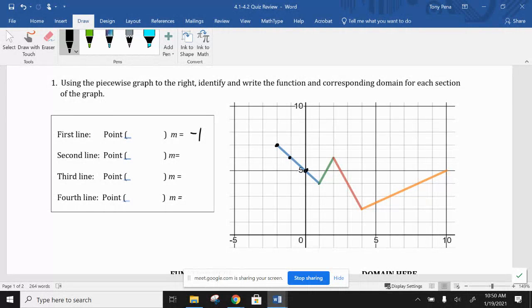The point, if we know the y-intercept, that's the point that you want to use. So in this case, notice how this blue line actually does cross the y-axis nicely. So let's use that point. That is the point 0, 5.